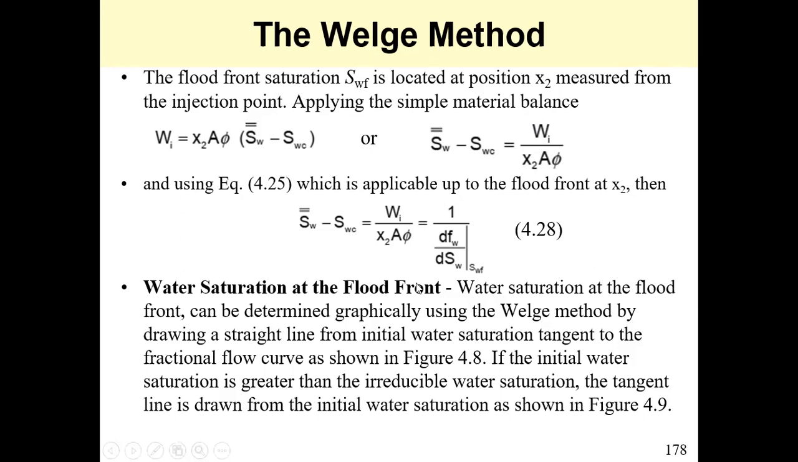porosity. So if you look at water saturation at the front, it can be determined graphically using the Welge method by drawing a straight line from the initial water saturation tangent to the water fractional flow curve, as shown in figure 4.8. If the initial water saturation is greater than the irreducible water saturation, then the tangent is drawn from the initial water saturation. So let me show that.